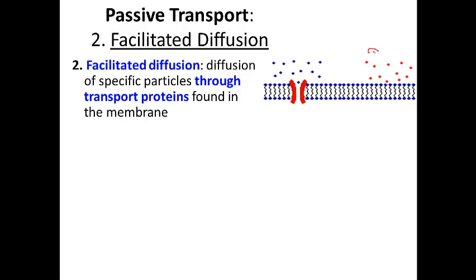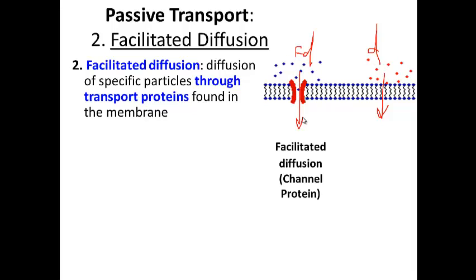So this is regular diffusion right here. Things going from where there's a lot to where there's a little. And this is facilitated diffusion. They're going from a lot to a little, but they're going through this transport protein.